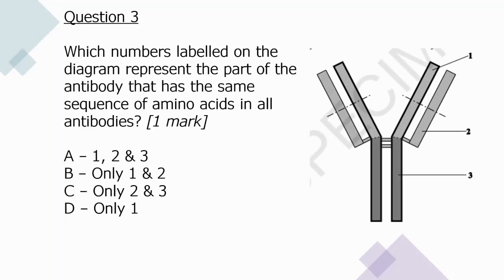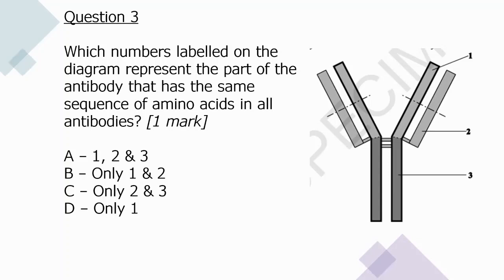Question 3. Which numbers labelled on the diagram represent the part of the antibody that has the same sequence of amino acids in all antibodies? So we know that it's in fact the constant region of antibodies that remains the same. So we need to identify which numbers represent the constant region.